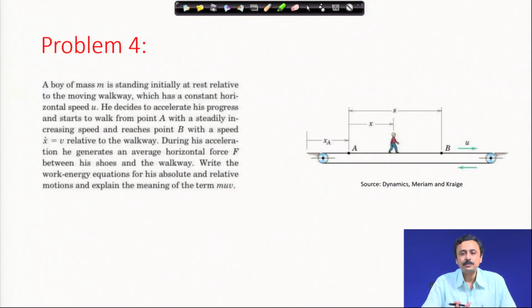So, I as a ground fixed observer, or you as a ground fixed observer, you are observing this boy, and at A he decides to accelerate and reaches B with a velocity which is now relative to the walkway equal to v. During his acceleration, he generates an average horizontal force F between his shoes and the walkway. Write the work energy equation for his absolute and relative motions and explain the meaning of the term m u v. This is again a problem from the book of Meriam and Craig. This is a very interesting and very educative problem for understanding work energy relation in a moving frame and a fixed frame.